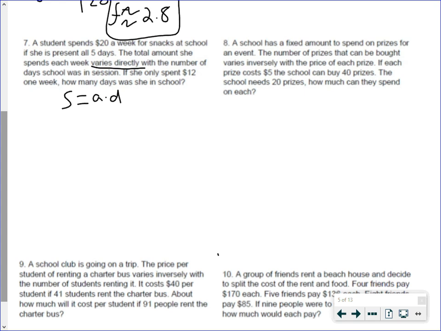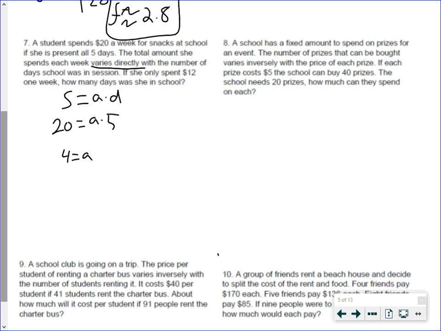The y equals ax, or in this case, S equals A times D. So we know that if the student spends $20 a week on snacks, or S is 20, then our D, or the amount of days that she was in school for, is 5. So we're going to solve for A. We're going to divide by 5 on both sides, and we get that A equals 4.